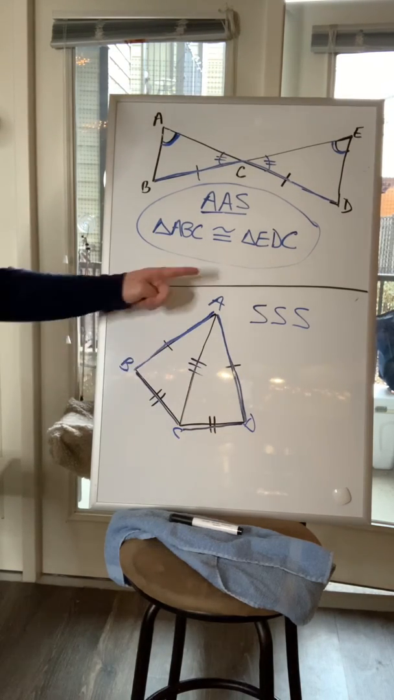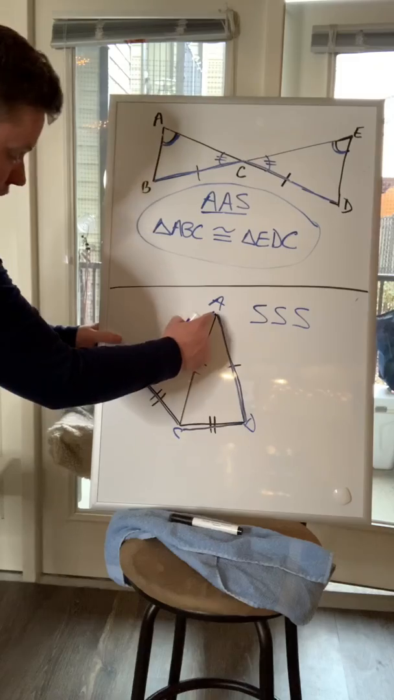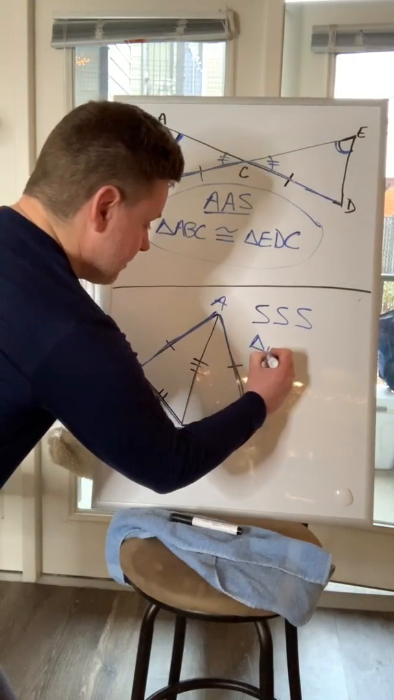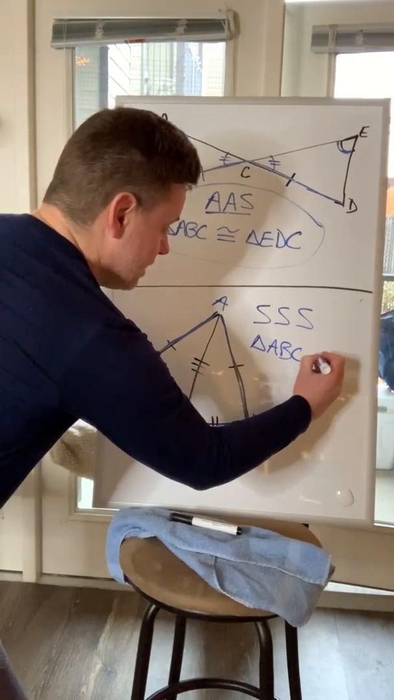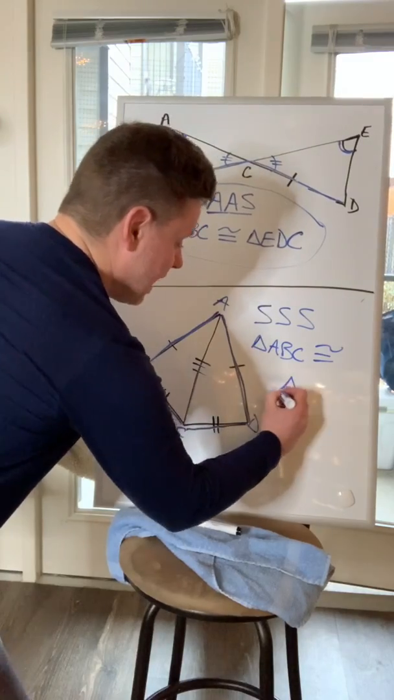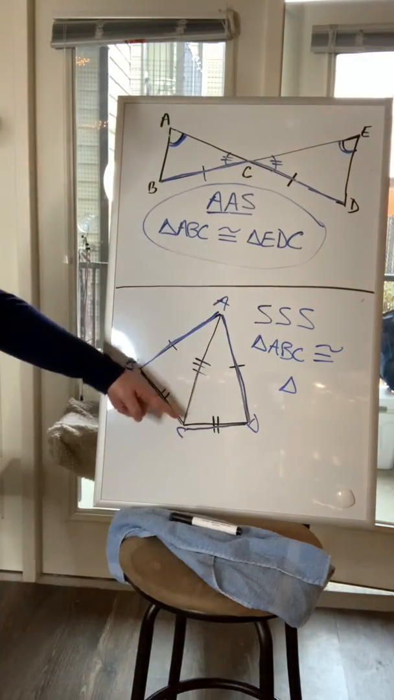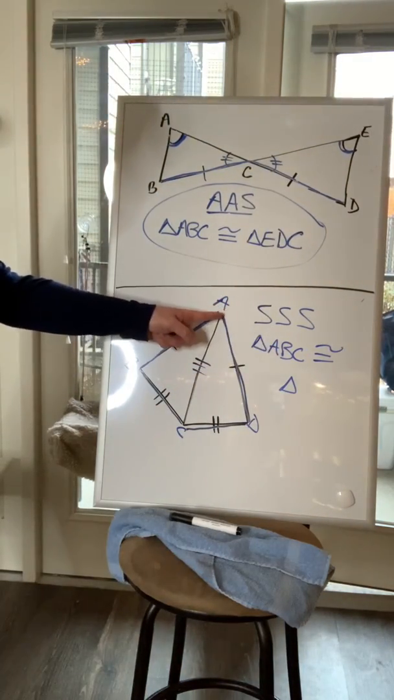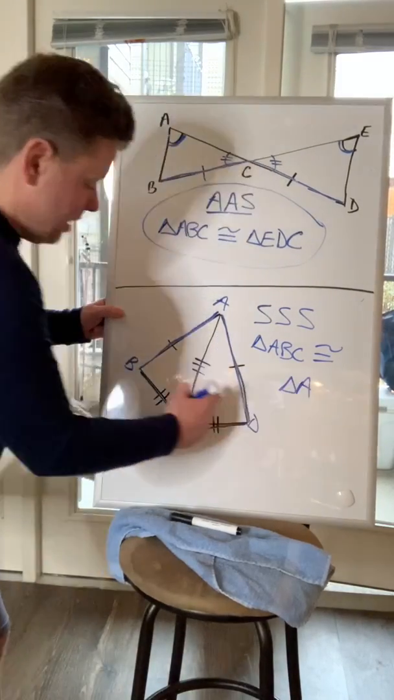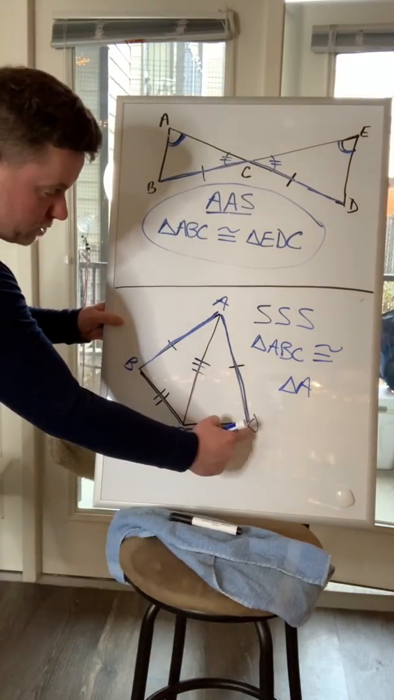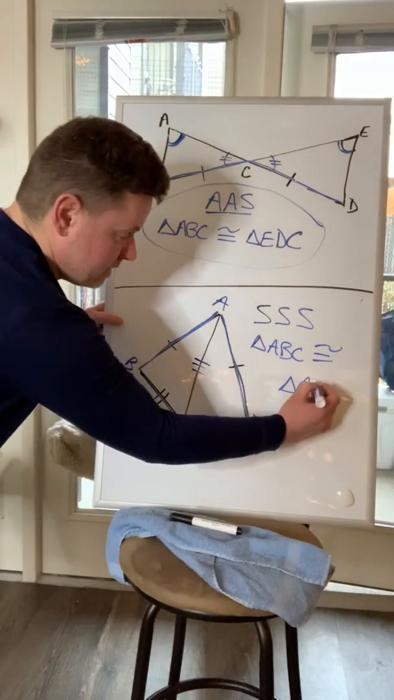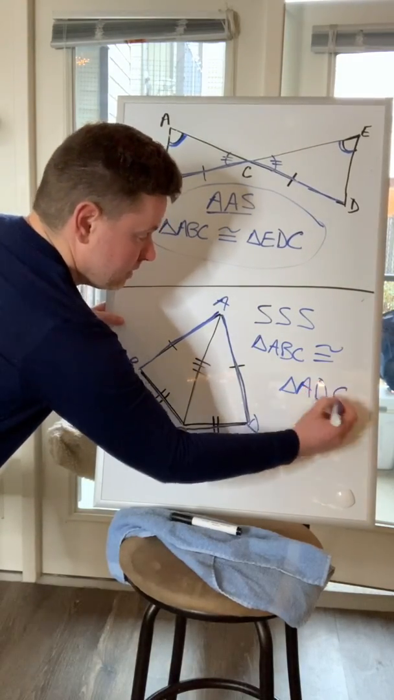And now again, we want to do the lettering to match it up. So if I do triangle ABC is congruent to, I have to go in the same order in the other triangle. So if I start with angle A, I obviously have to start with angle A. And then angle B corresponds with angle D, so it would be ADC.